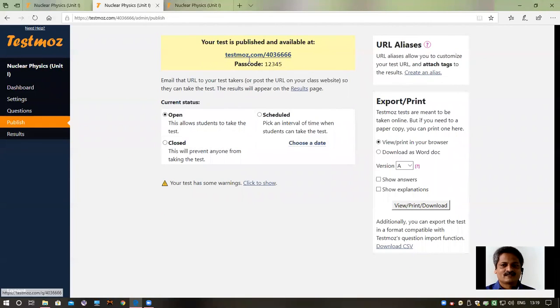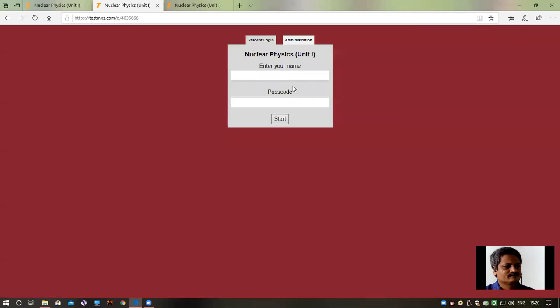This is the URL of this test with passcode 12345. Without the passcode, students cannot attend this test. You keep this URL. This is very, very important. Through this URL, you can access results whenever you want to see them. We save this URL. I will send it to myself through mail. Suppose you click on this URL.